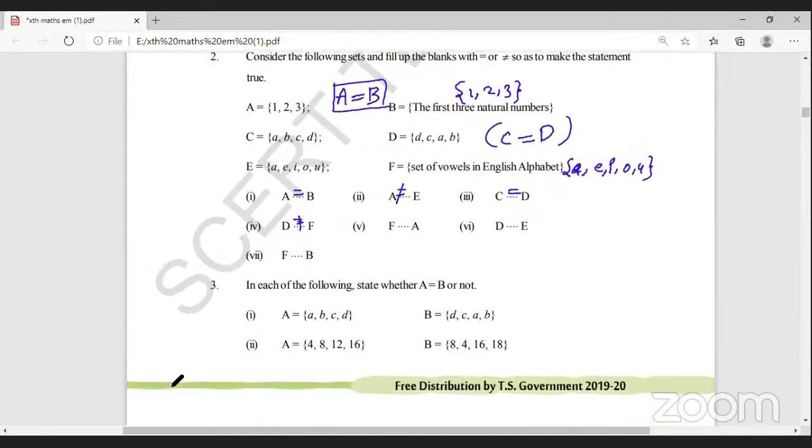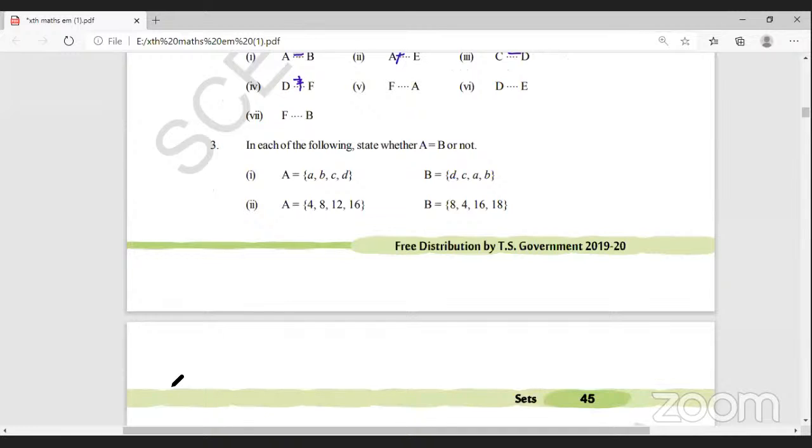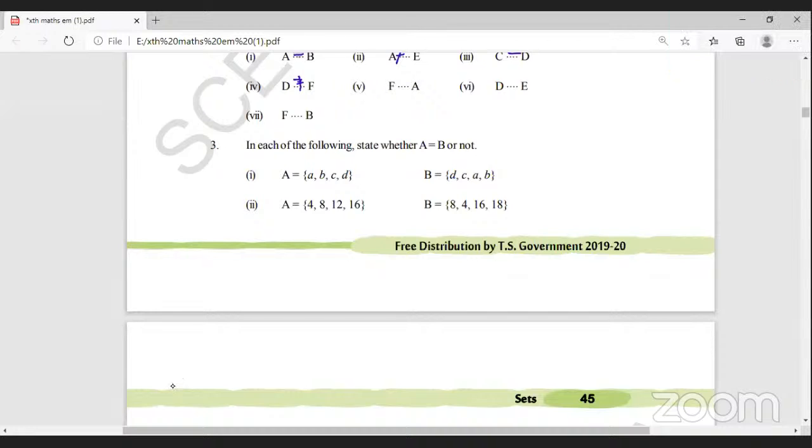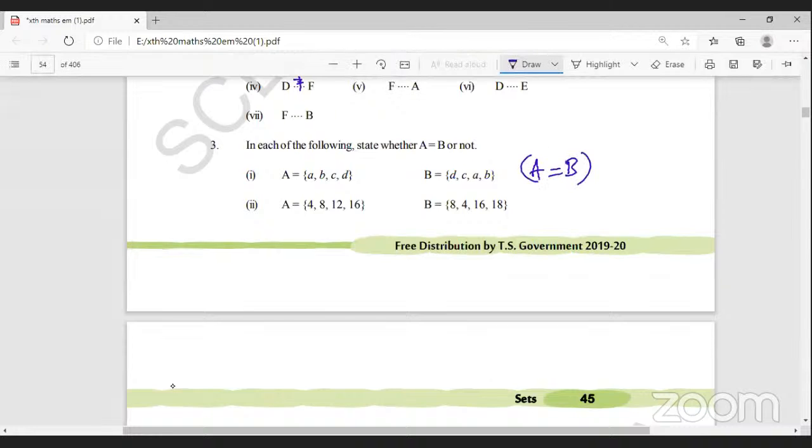Now, let us see the third bit. In each of the following, state whether A is equal to B or not. Okay. So, can we say A is equal to B here? A, B, C, D is there. Here also A, B, C, D is there. Yes, these two sets are equal. 12, 16 is there. Here also 8, 4, 16, 18 is there. Are they equal?